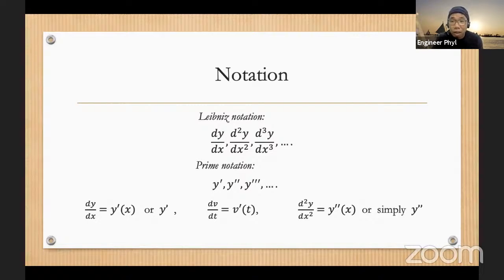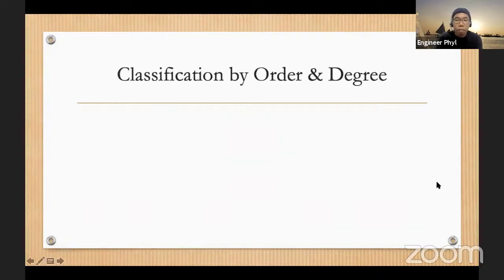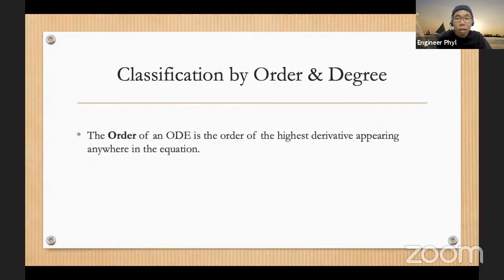So again, the dependent variable there is y and the independent variable is x. Okay. Now, it's important that we know the order and degree of a differential equation since we'll be dealing with differential equations. If you know the order, then you will have an idea on how to solve that particular differential equation. So let's first define what the order and the degree of an ordinary differential equation are.